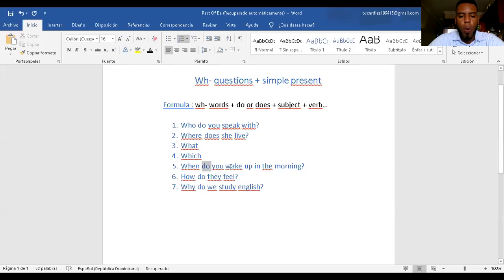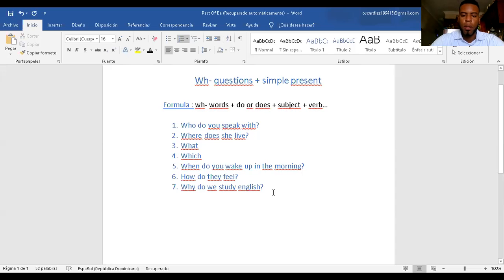When do you wake up in the morning? As you can see in my example, I follow the structure here, the formula, WH word plus do plus subject plus verb. Here, the same thing, where does she live? I follow the formula here. WH word plus does plus subject plus verb.